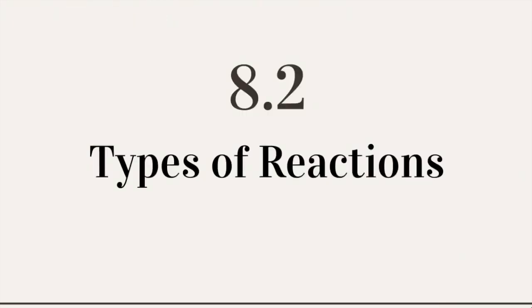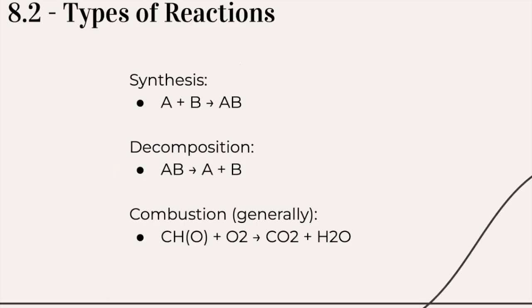Now we'll be going over types of reactions. So we have synthesis, which is two or more reactants creating one product. As you can see here, A plus B results in AB. Then we have decomposition, which is kind of the opposite. So it's one reactant creating two or more products.